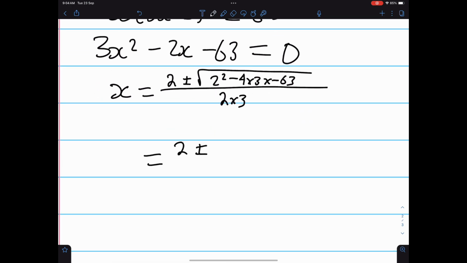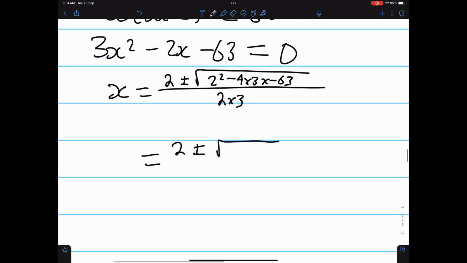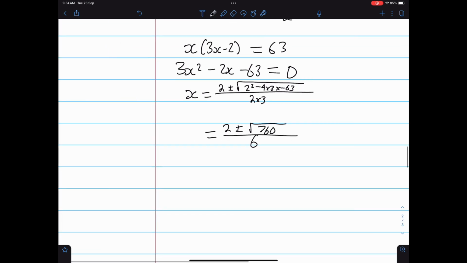This is 2 plus or minus the root of 4 minus 12 times minus 63, so we're adding stuff to get to 760, and we're dividing it by 6.